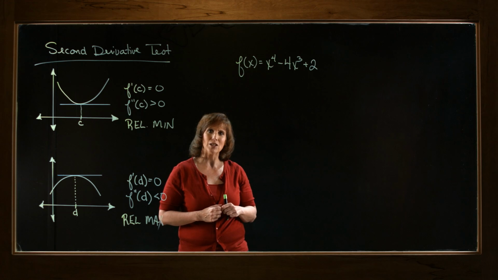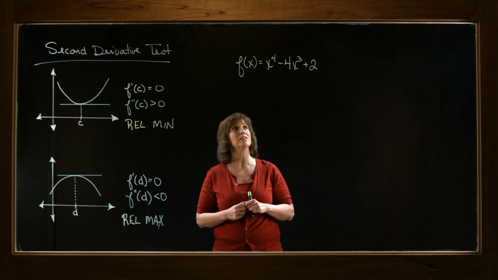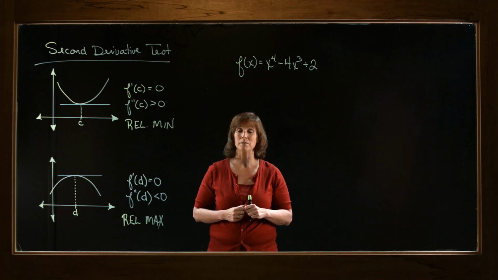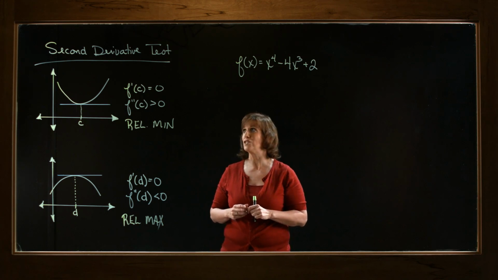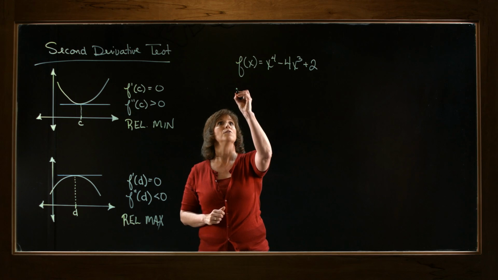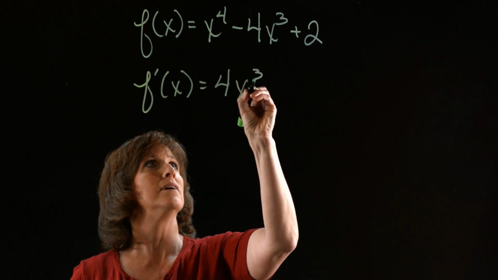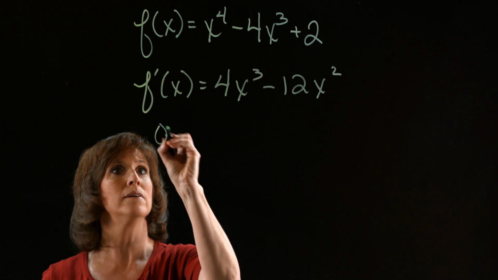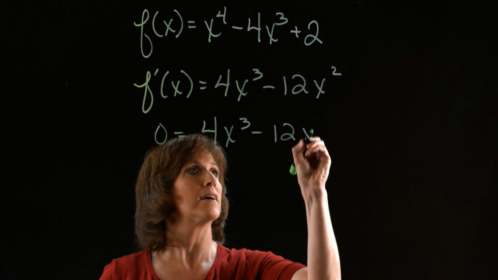So let's take a look at a particular example. I have the function f of x equals x to the fourth minus 4x cubed plus 2. I'd like to find the relative minimums and maximums, and I'm going to try to use the second derivative test. The first thing we need to do is find out when the first derivative is equal to 0. So the first derivative is 4x cubed minus 12x squared. We'll set this equal to 0 and then solve for x.